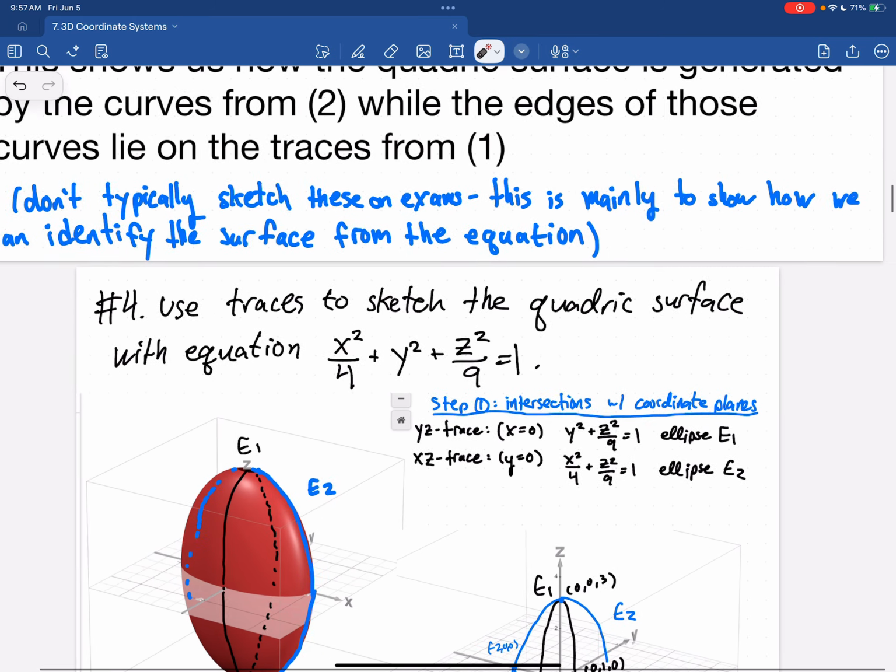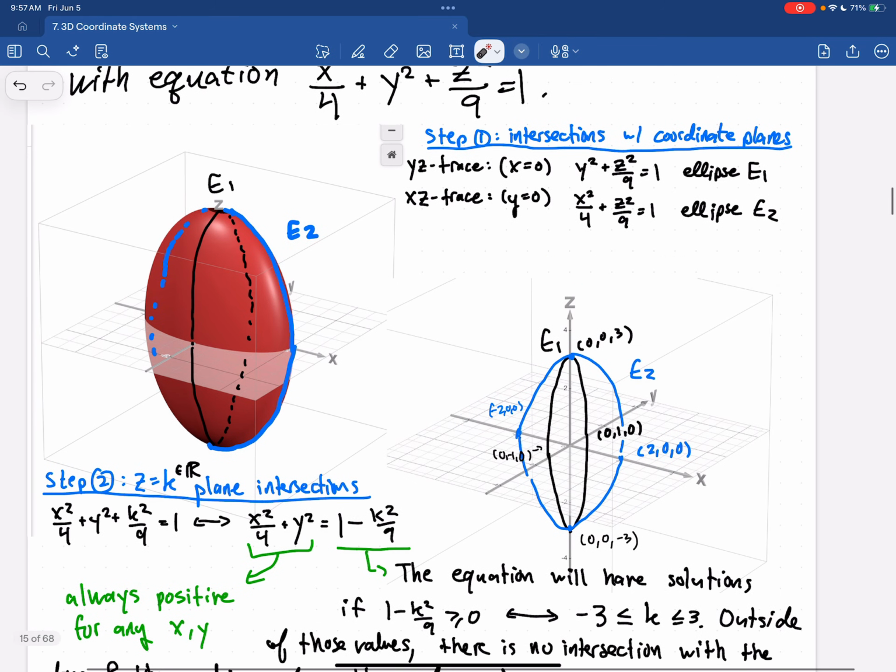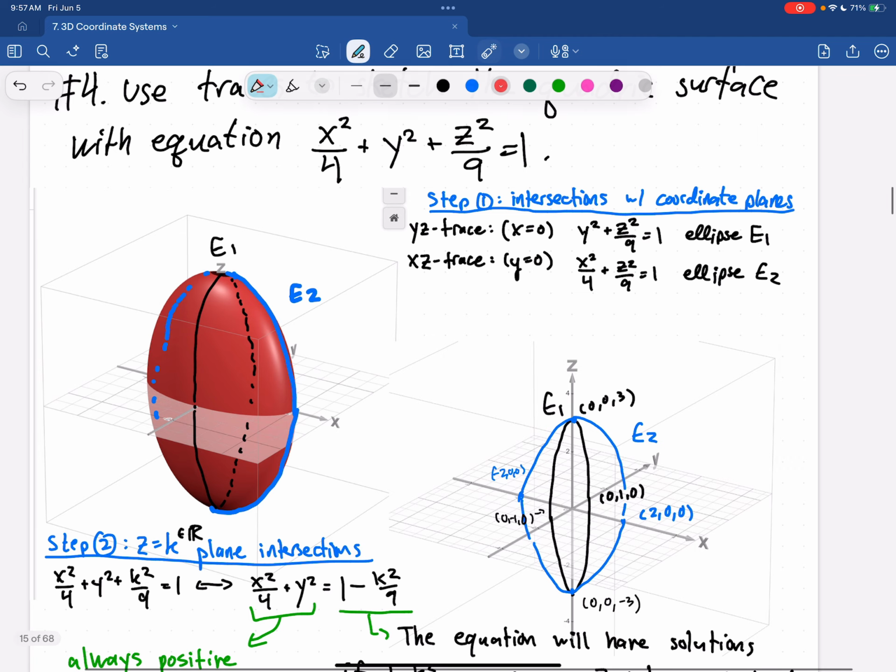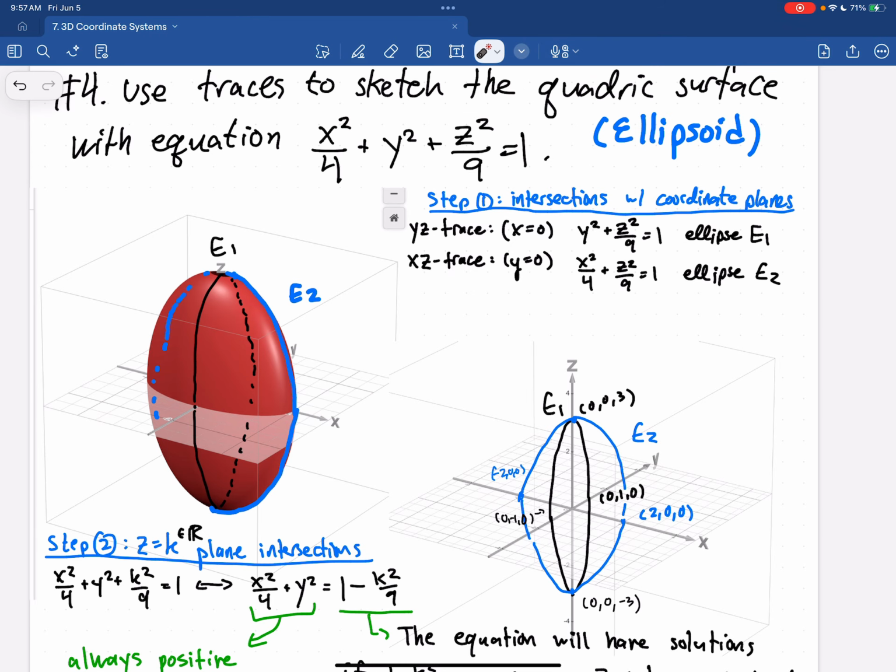So the first example that we did was the ellipsoid. Maybe I'll write that up here too, just so that it's kind of complete. The ellipsoid we found has coordinate plane traces given by 2 ellipses. So that's our E1 and E2 for this example.